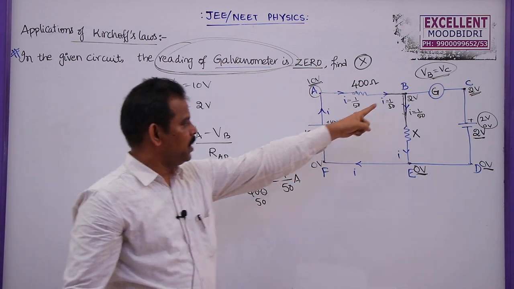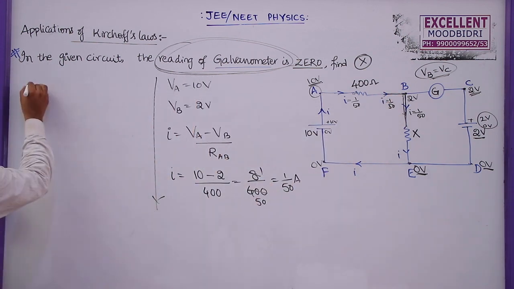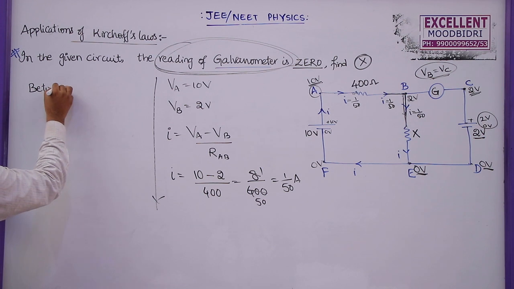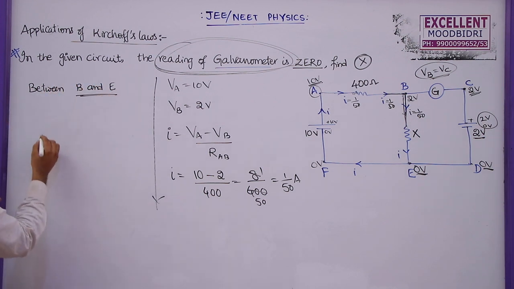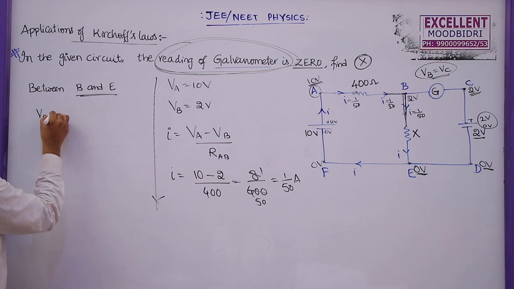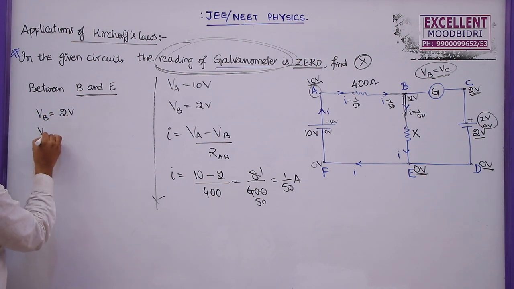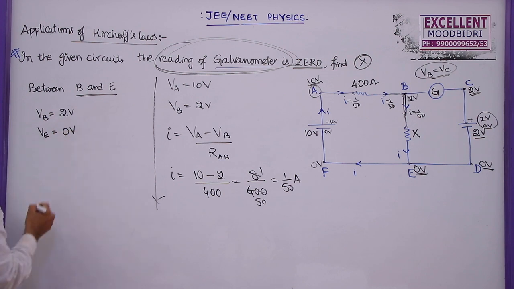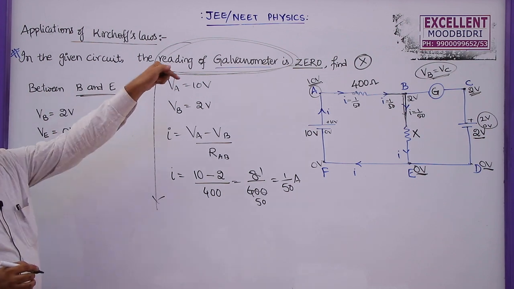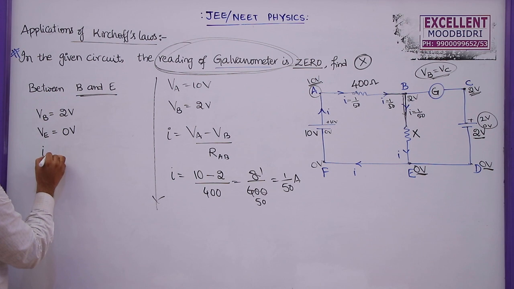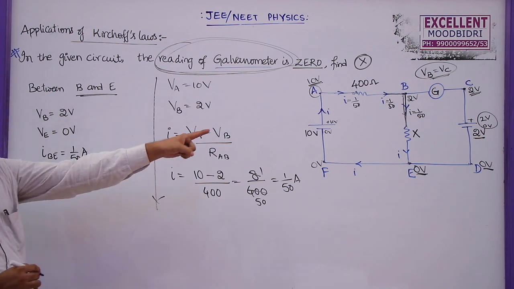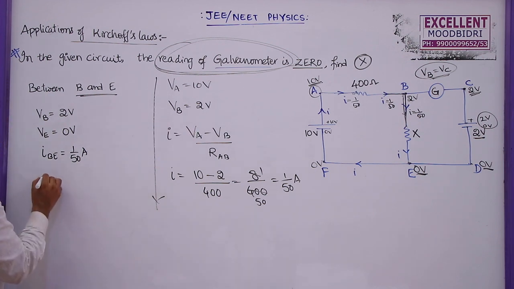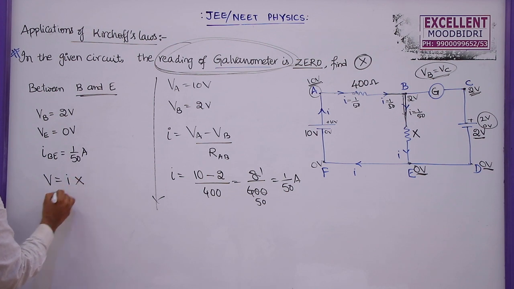Now let me take these 2 points B and E. Between B and E, we can write VB is at a potential of 2 volts, VE is at a potential of 0 volts. And how much current is passing between B and E? Current between B and E in the branch is equal to 1 by 50 amperes only. Now I want to find out the X value. So according to Ohm's law, V is equal to I into X.